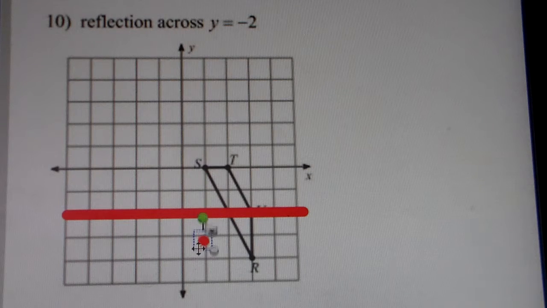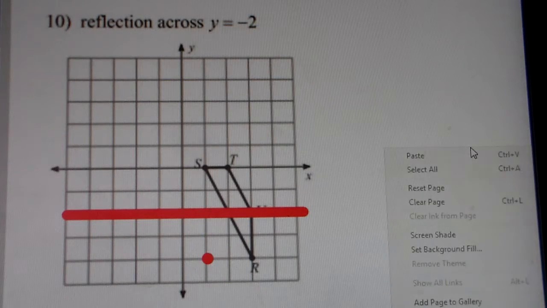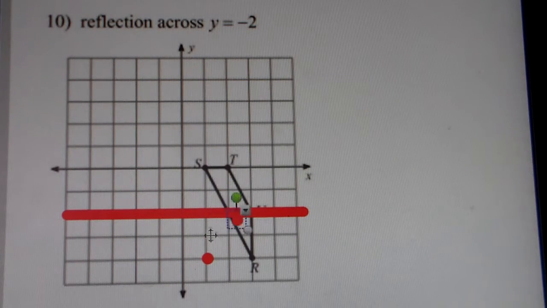So S is 2 up, so we got to go 2 down to get S prime. T is 2 up, so we got to go 2 down to get T prime. And R is 2 down, so we got to go 2 up to get R prime. We then connect them. Oh, sorry. Gotta go down because there's one hidden one there, right on the line. Now you have a reflection over the y equals 2 line. That's number 10.